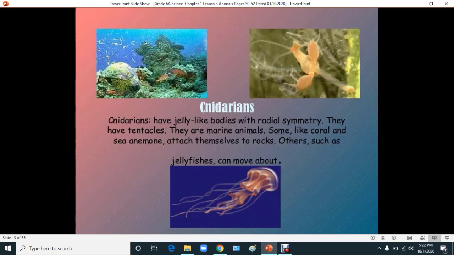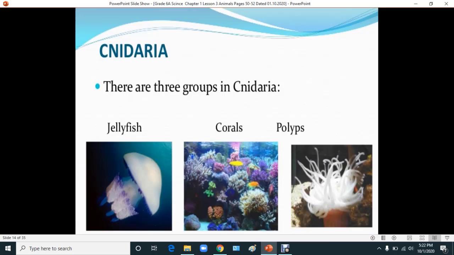Also, cnidarians have jelly-like bodies with radial symmetry. They have tentacles. They are marine animals. Some, like corals and sea anemones, attach themselves to rocks. Others, such as jellyfishes, can move about. You can see here from these pictures. Cnidarians are grouped into different groups: jellyfish, corals, and polyps.